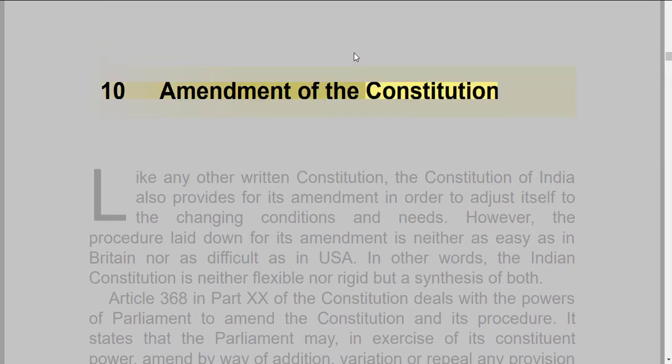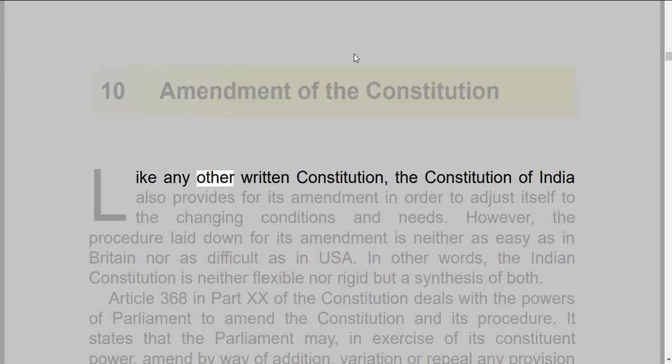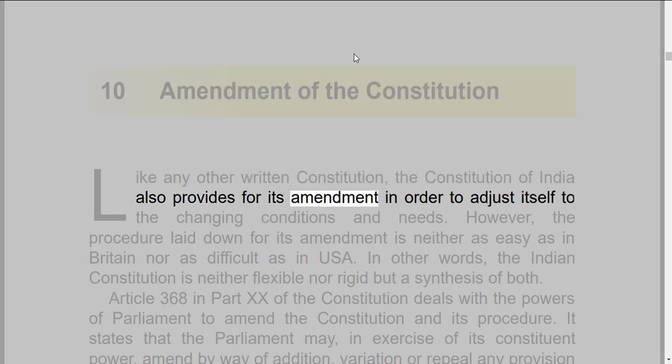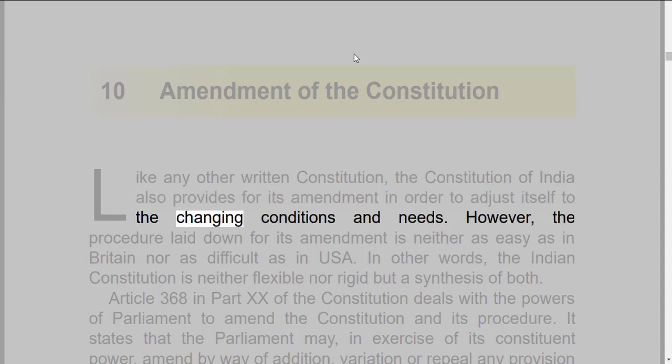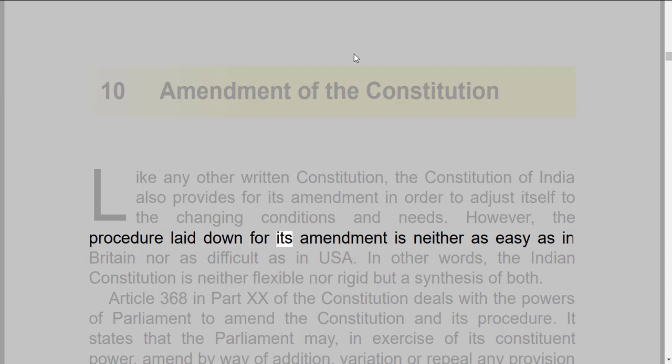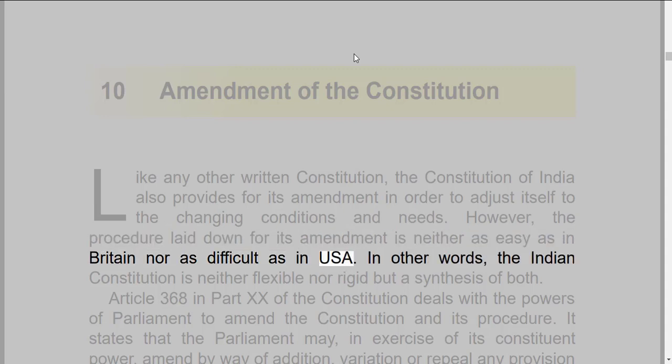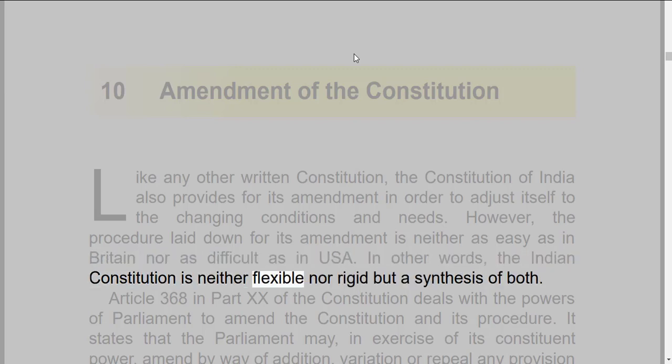10. Amendment of the Constitution. Like any other written constitution, the Constitution of India also provides for its amendment in order to adjust itself to the changing conditions and needs. However, the procedure laid down for its amendment is neither as easy as in Britain nor as difficult as in USA. In other words, the Indian Constitution is neither flexible nor rigid, but a synthesis of both.